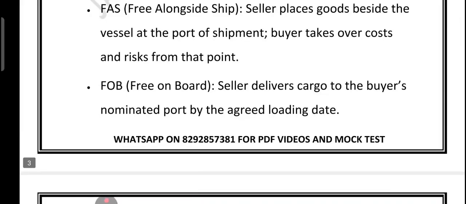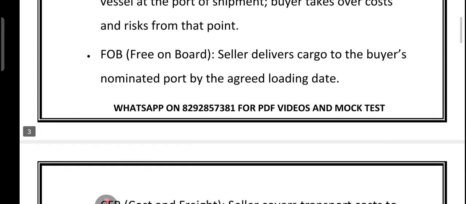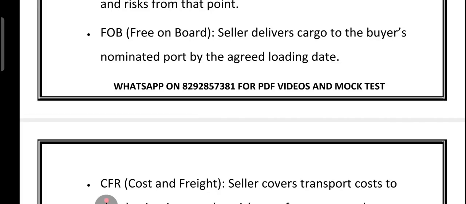Then we have free on board. Free on board means the seller gets the goods onto the ship at the port the buyer has chosen before the agreed loading date, right? And after loading, the buyer is responsible. So FOB, as the name suggests, on board. On board means the seller's responsibility is to put the materials on the shipping board, right, and the buyer takes the remaining responsibility after that, be it insurance, etc.